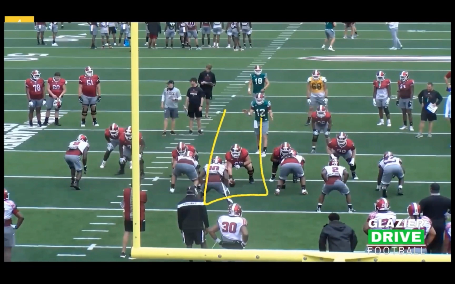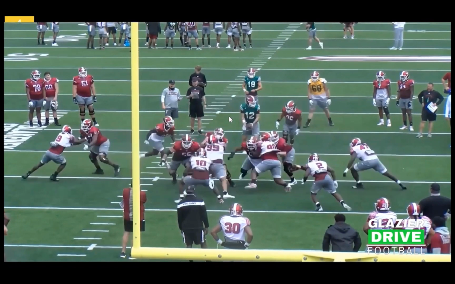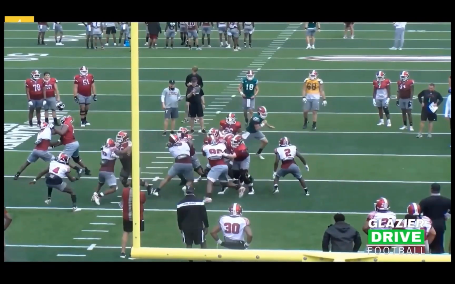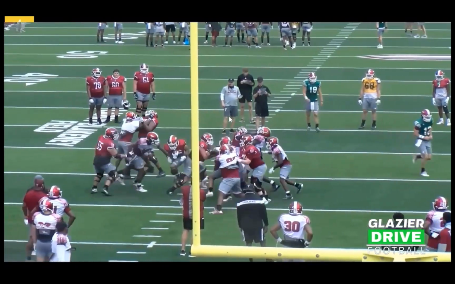The back is hitting somewhere in this region, up the center's crack, and you can see on this one he actually goes a little bit wider. But it's a matter of finishing with leverage on your defender.